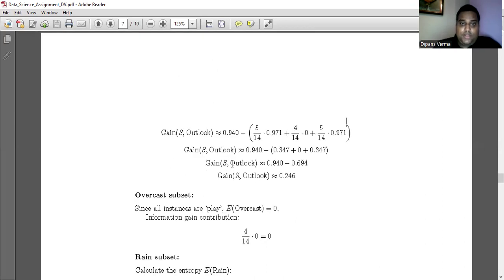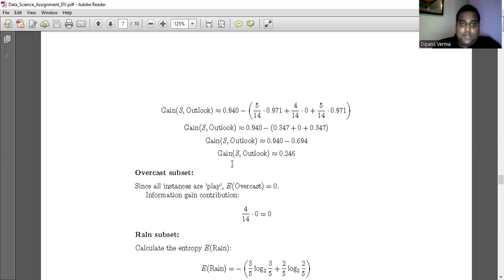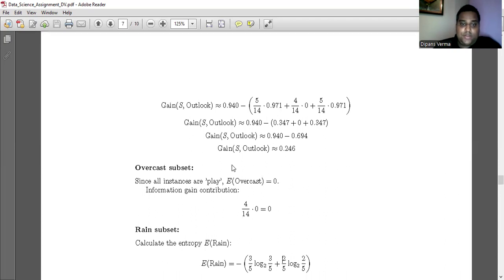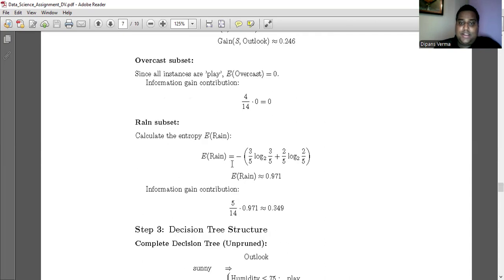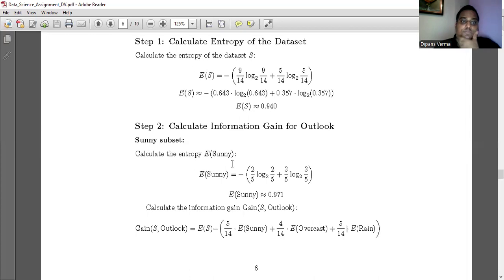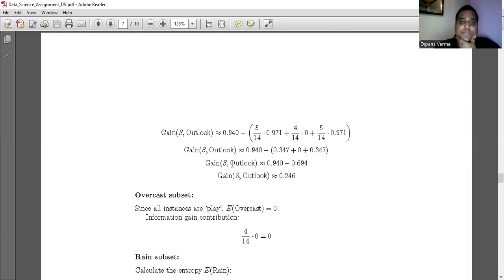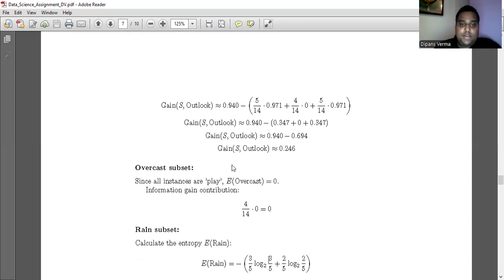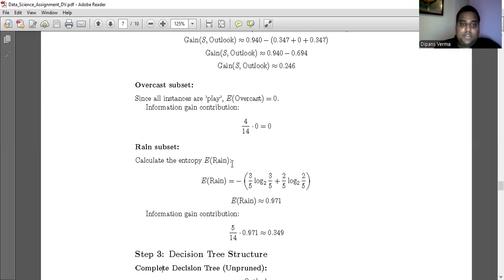We can similarly calculate the value of the rain subset. That means again, we will calculate the same thing. We have already calculated it, right? So we can get the information gain contributions: for the overcast subset the information gain is 0. And again, for the sunny subset we have calculated, which is nothing but 0.246, right? So information gain we calculated, right?